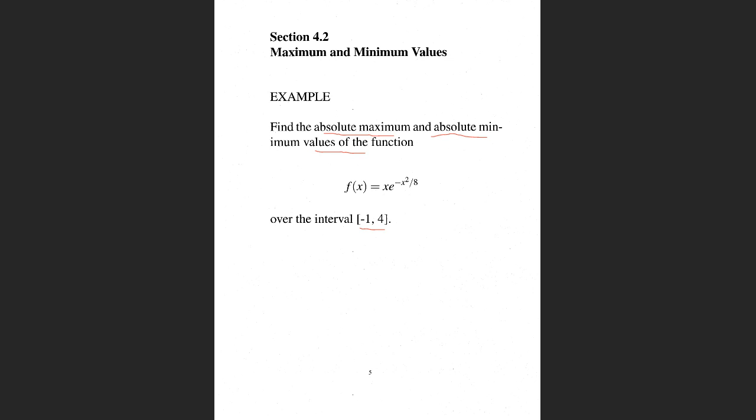And we have this interesting function, f of x equals x times e to the power negative x squared over 8, and we're restricting x to be between -1 and 4.